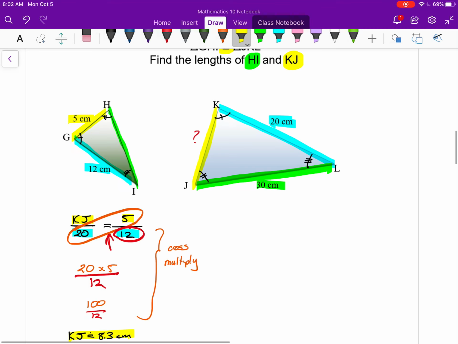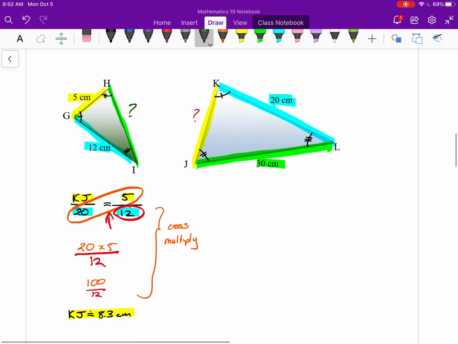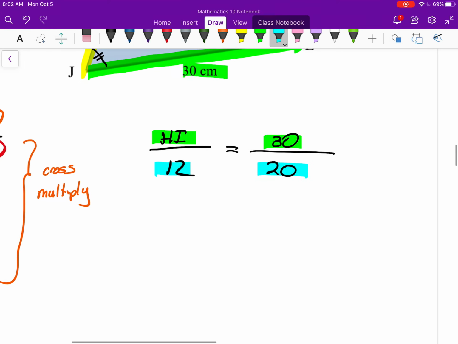Okay, I also want to find side HI. So that's this side right here. Same idea. I want to set up a couple fractions. I have lots of choices. I'll start with HI divided by 12. So in the triangle on the left, green divided by 12. I have other choices, I'll just stick with this. Once I have this set up, I need to be careful how I set up the other. The sides have to correspond. So what corresponds to HI? 30 centimeters. What corresponds to the 12? 20. Again, I've highlighted everything deliberately, so that should make that much more obvious.